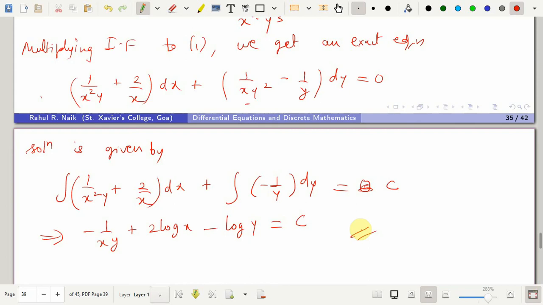In the next lecture, we will discuss some non-linear first order differential equations.